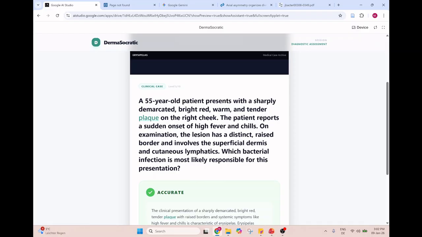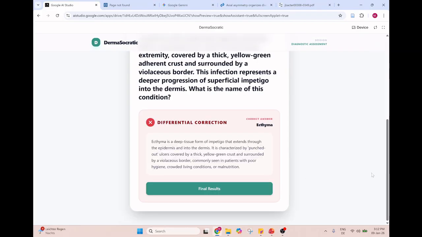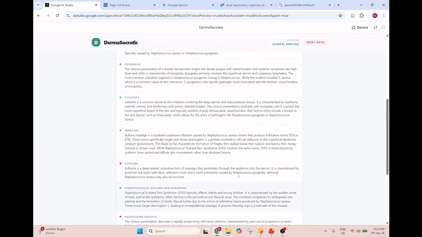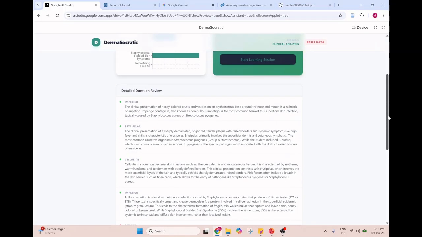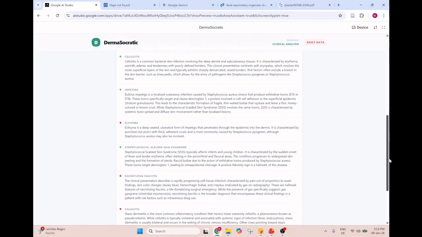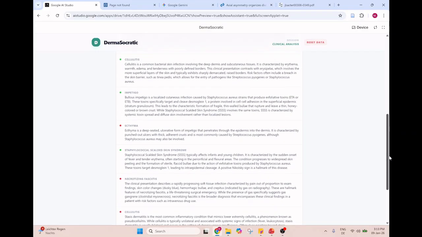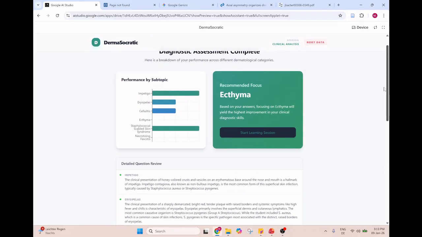This is the part where it assesses the user's knowledge. So I just finished those 10 questions for assessing my knowledge on the bacterial infections. After the last question, we click on final results. Then it will tell us where I did well and where I didn't do so well, in terms of subtopics of bacterial rashes.